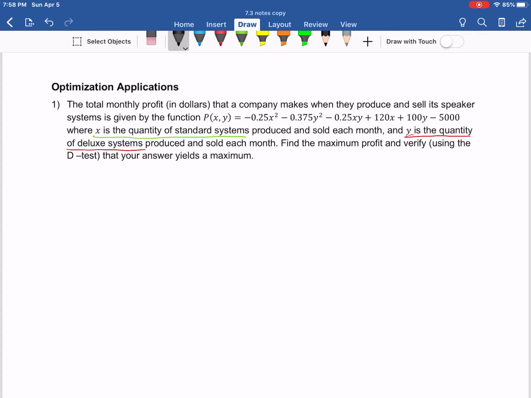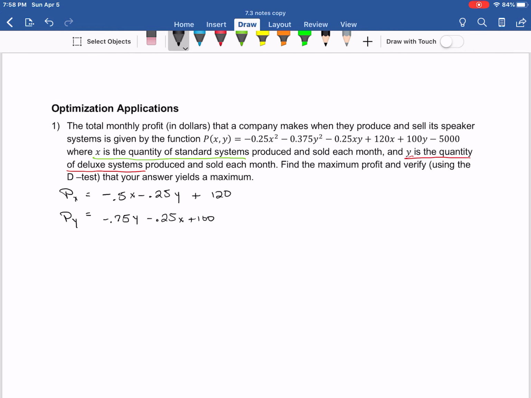Great. So first thing we have to do is find the partial derivative of the profit function with respect to x. Y is a constant. Then differentiate with respect to y, so x is a constant. And then while we're at it, finding derivatives, let's just go ahead and figure out our second partial derivatives. We're going to eventually need these when we find the D-test formula.